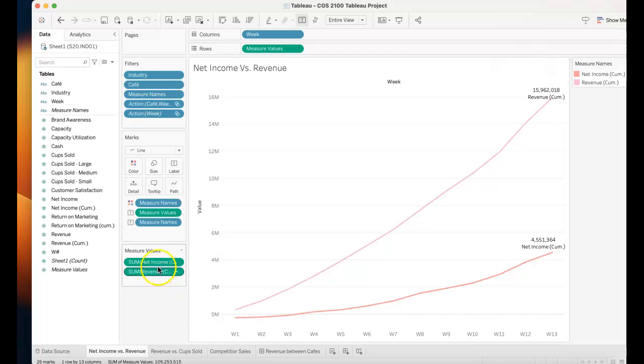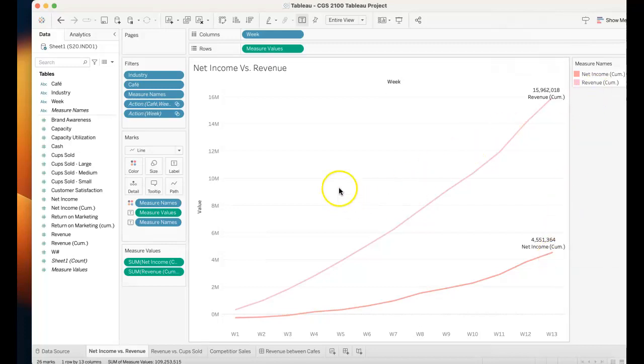So the first sheet is the net income versus revenue sheet, and this is depicting two different lines, and the two different colors are very important. The pink line, or the revenue line, shows the general revenue that Cafe Toro brought in over weeks 1 through 13, with the value in millions. By the end of the graph, the total revenue cumulatively was $15,962,018, and the net income that we were able to bring home was $4,551,364 after the end of 13 weeks.